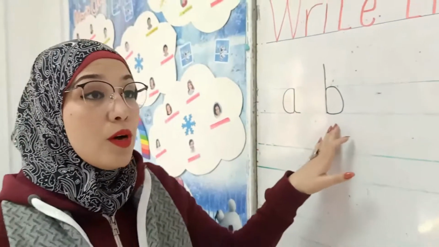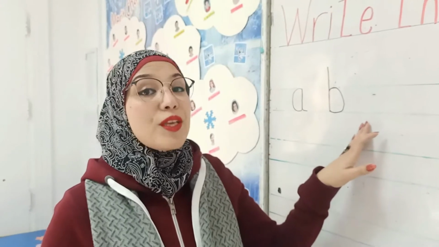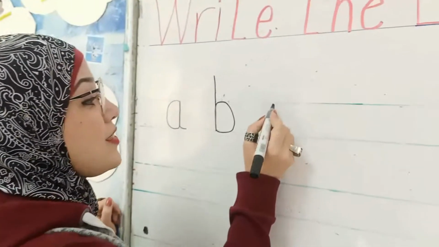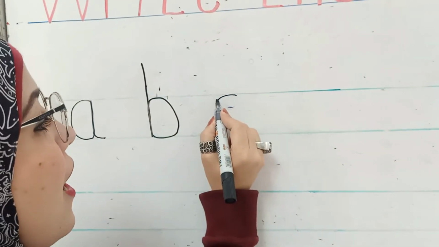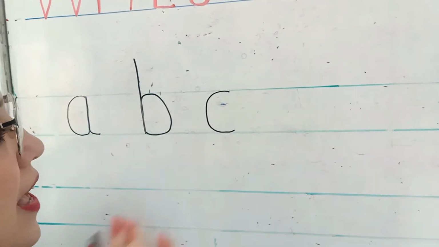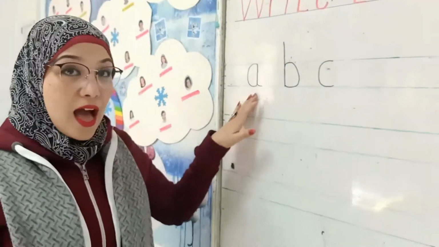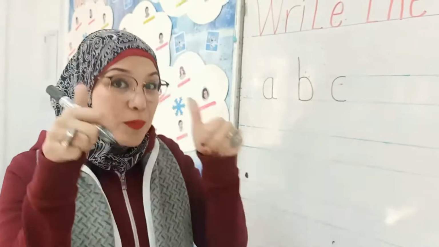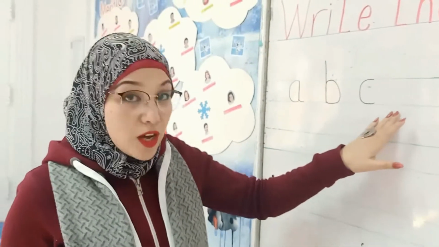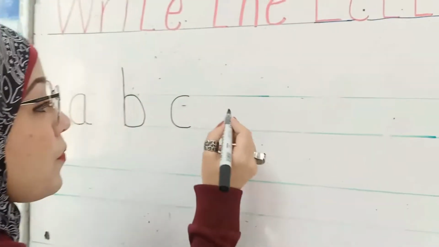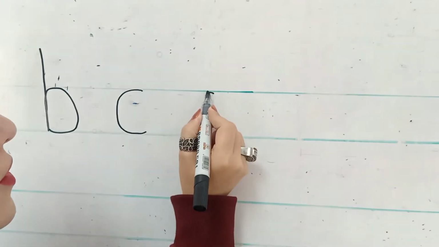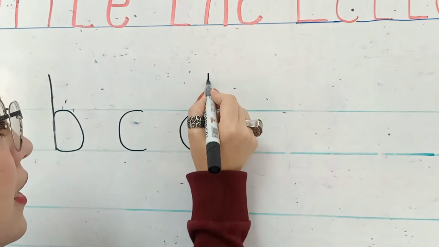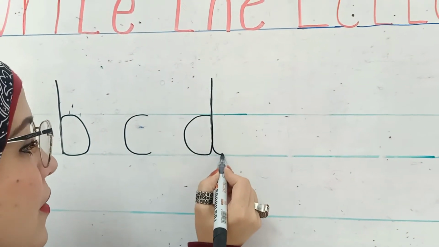A, B. What comes after B? K. How to write letter K? Starting point, half a circle and stop. A, B, K. What comes after K? Super. D. How to write letter D? Starting point, half a circle, up in a long stick, and down in a tail.